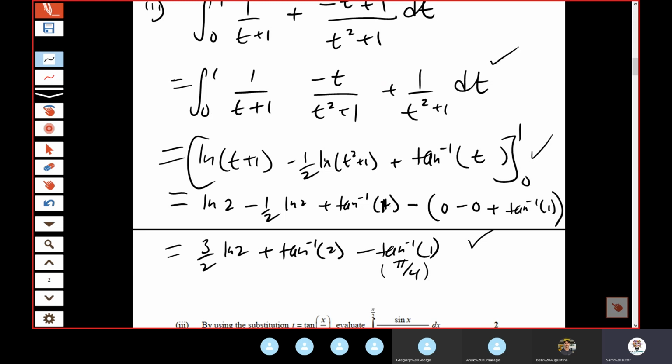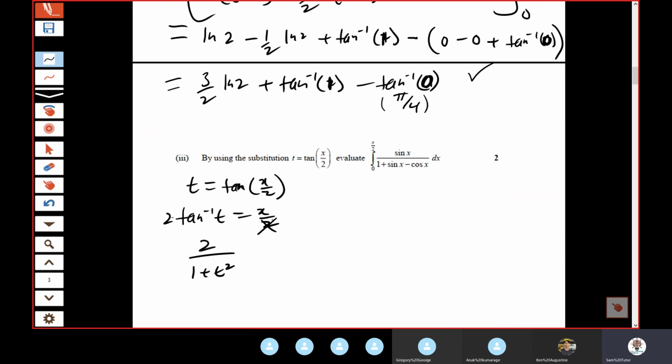This should have been 1. This should have been 0. That should have been 1. This should have been 0. That should be inverse tan of t. I don't know why I was doing denominators. I think I was doing too many logs. Inverse tan of t, just your pronumeral.